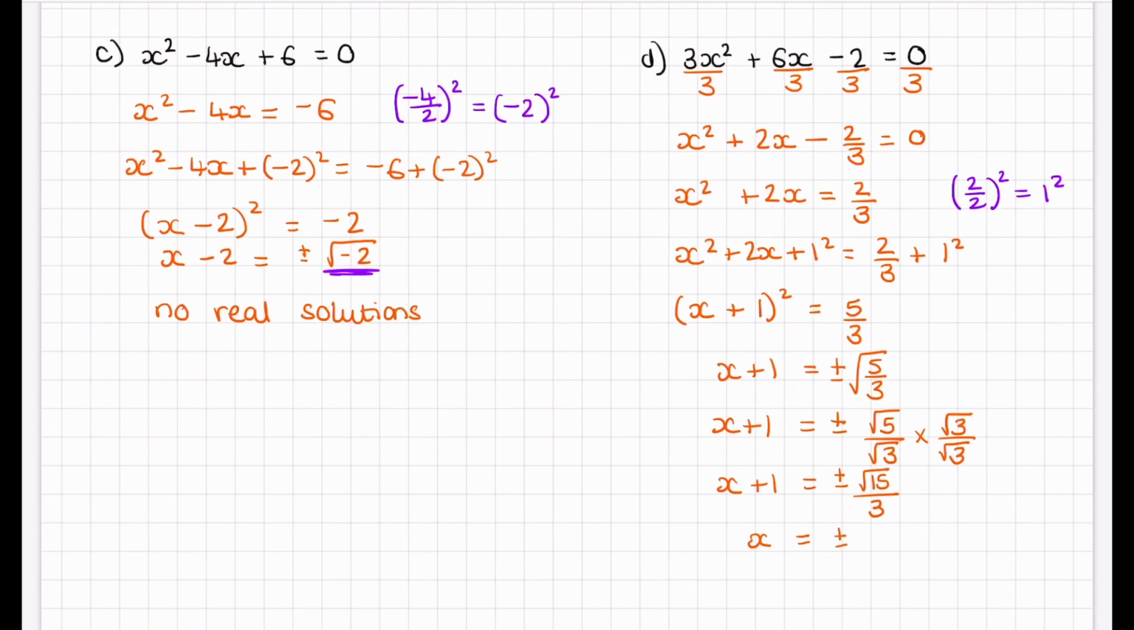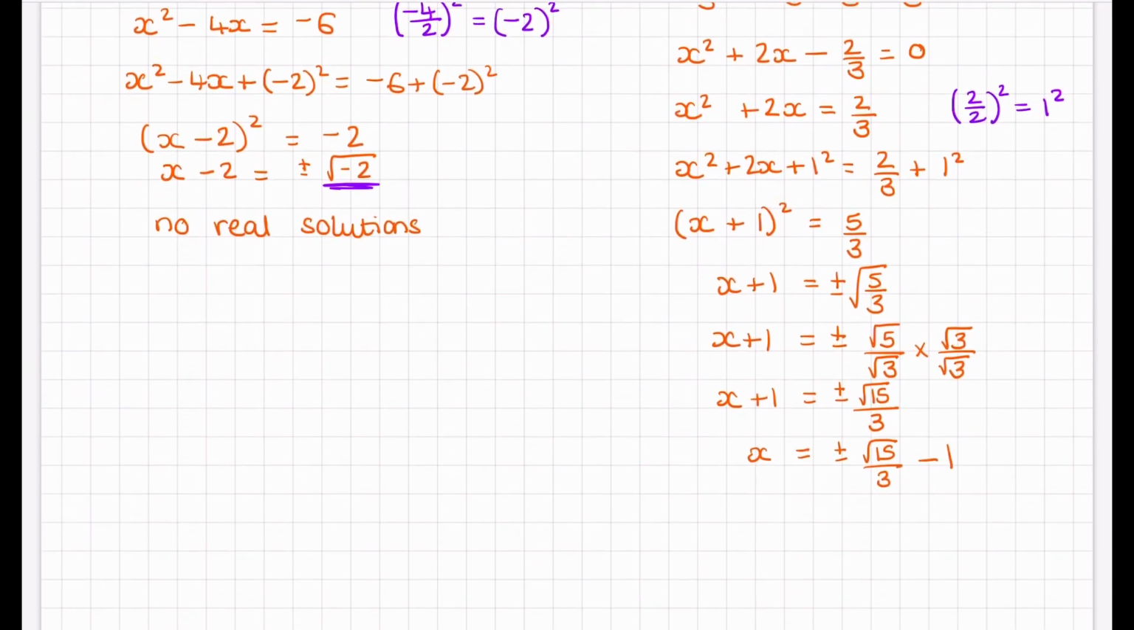So it'll be x equals the plus or minus of square root of 15 on 3 minus 1. And if you want to write that as a single fraction, you can do, which will be the plus or minus the square root of 15 minus 3 all on 3. That's not necessary, it's just another way of writing it if you wish. And that's completing the square.